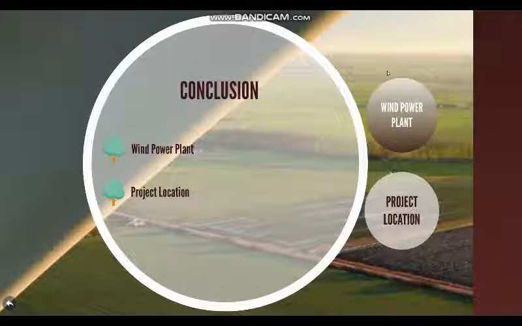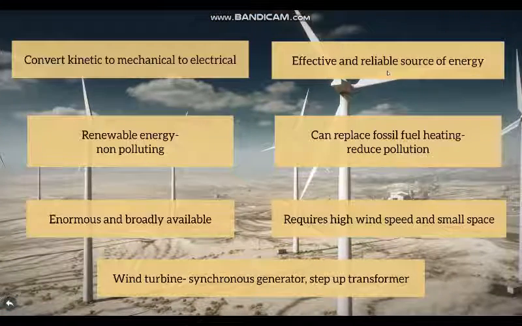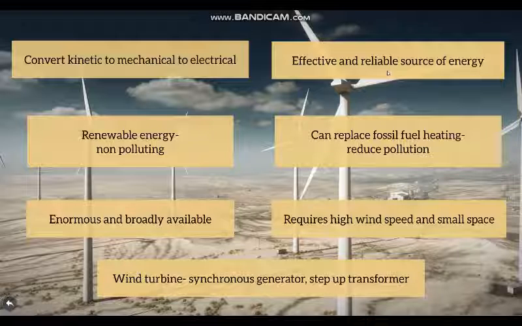Conclusion. Wind energy is a form of solar energy. Wind power plant is a type of renewable energy and is non-polluting. It is enormous and broadly available as it uses wind as the main source. Wind energy is an effective and reliable source of energy. This energy is converted from mechanical to electrical energy by wind turbines. It can replace fossil fuel heating in a particular area and reduce air pollution.